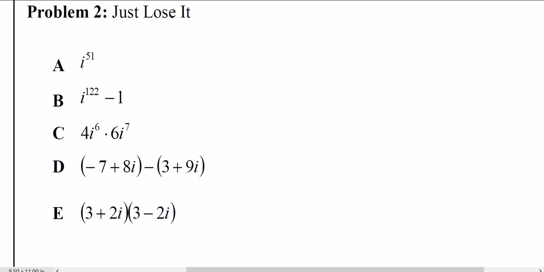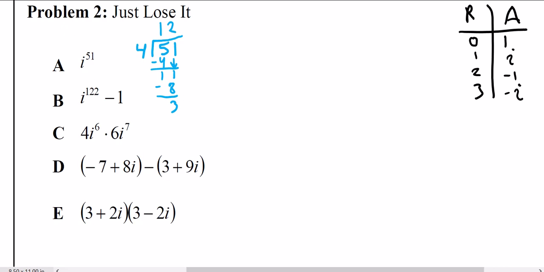So we've established how to do problems like A. Let's go ahead and show you. We take this power and divide it by 4. We go all the way with the problem until we get a remainder. In this case, our remainder is 3, so that implies that the answer is negative i. Again, that's an i, not a 2. This is a negative i.